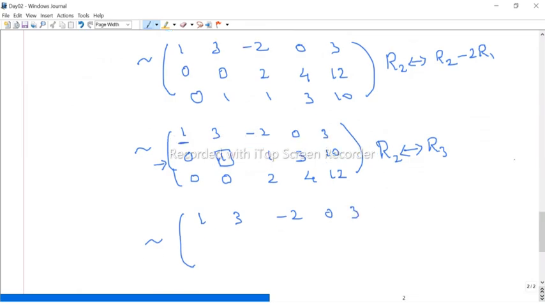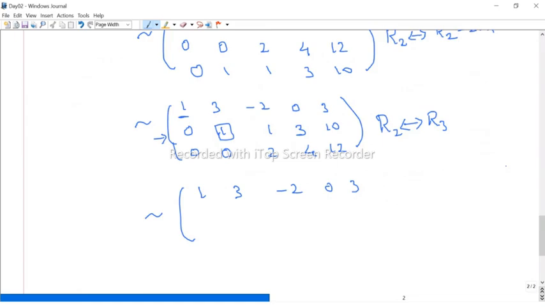Okay, so first you have to reduce the matrix into row echelon form. After that, you have to reduce it to row reduced echelon form. So first we have to reduce into an echelon matrix, that is, a row echelon matrix.